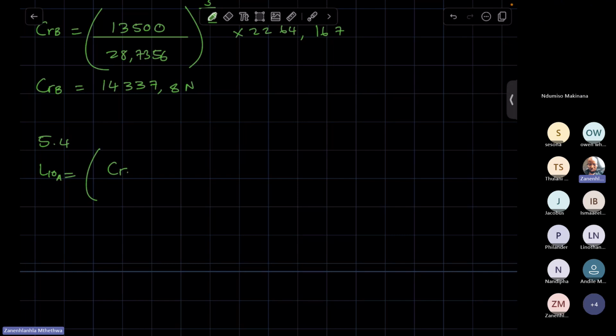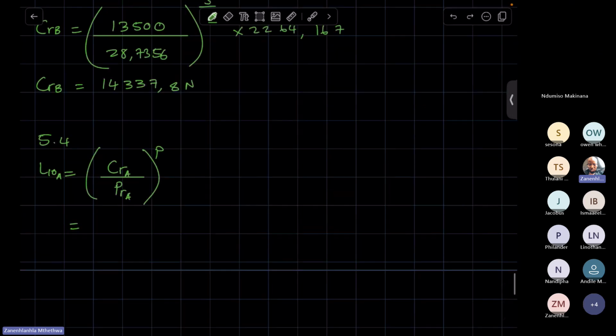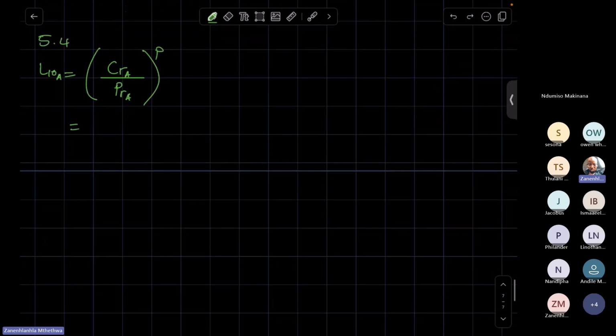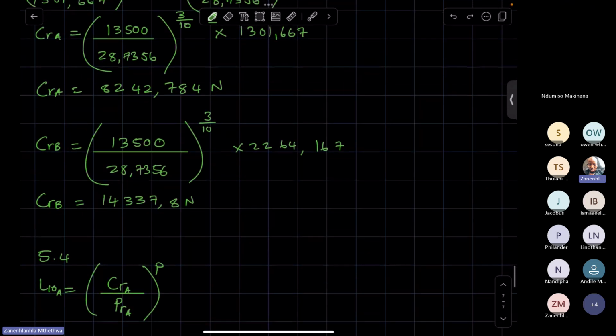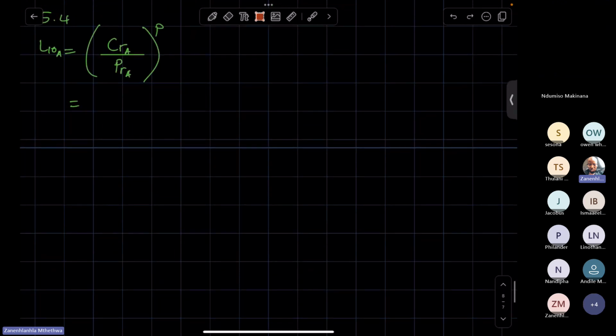So CRA divided by PRA to the exponent P. Now you substitute. In fact, this we've already done, so I can just copy from here. So CRA is equal to this. Let me copy that.